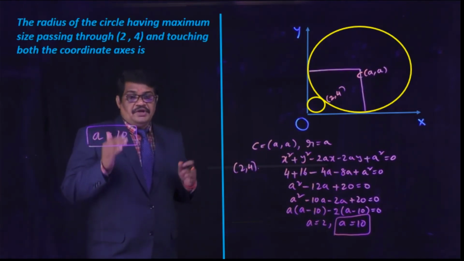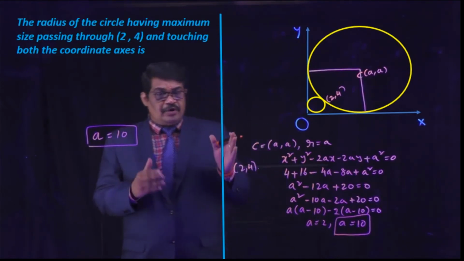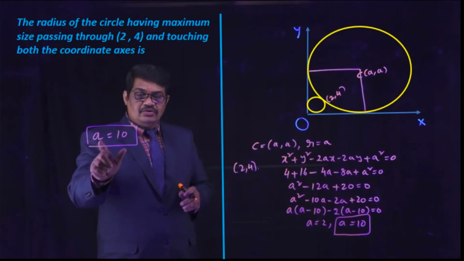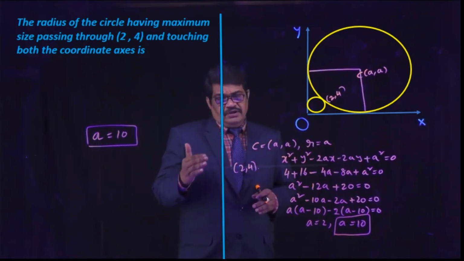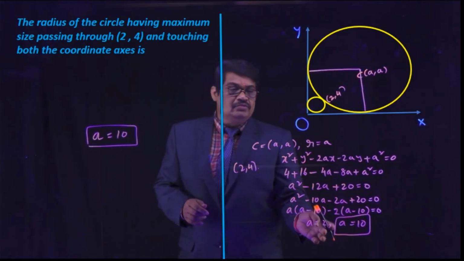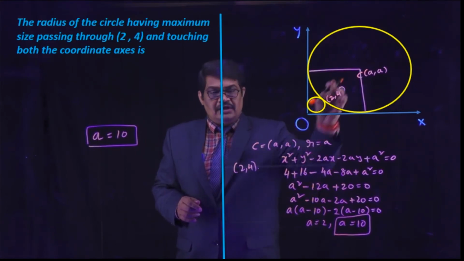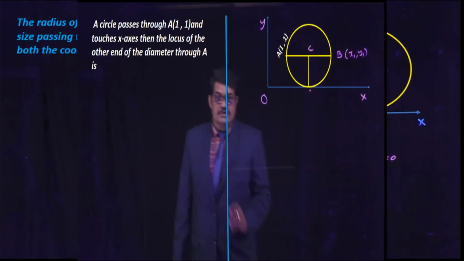Okay, the radius of the circle having maximum size and passing through the point (2, 4) is a is equal to 10. If we want the minimum size of the circle, the radius is a is equal to 2. So the smaller circle radius is 2 and the bigger circle radius is 10. Okay, this is the problem.